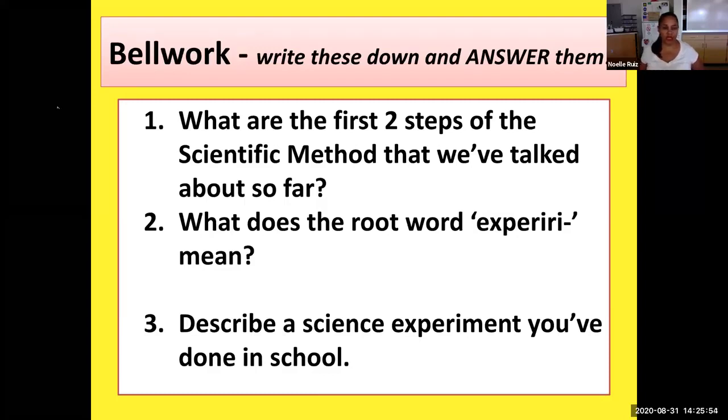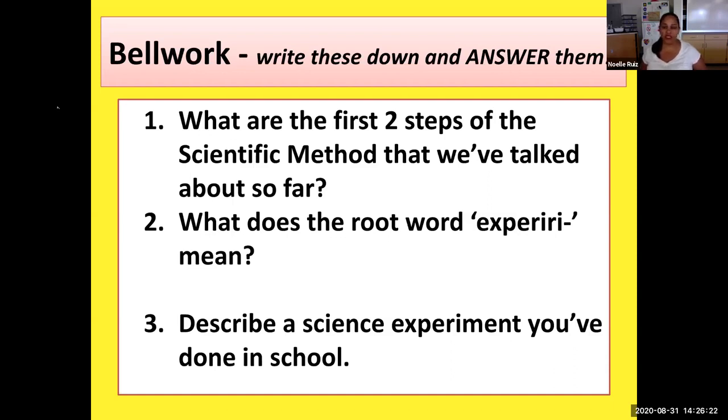We talked about step 2 last week, and we talked about step 1 2 weeks ago. Hypothesis was last week. That's step 2. Good, Angel. And then Angelina, observations and hypothesis. Yep, good. So somewhere at the beginning of your notes, write down the bell word and answer. Observations and hypothesis. Good, Paula. Are the first 2 steps of the scientific method that we've talked about so far.